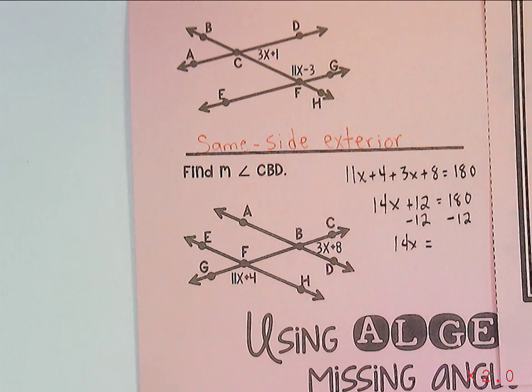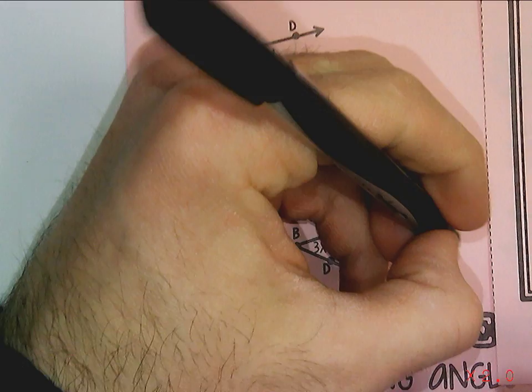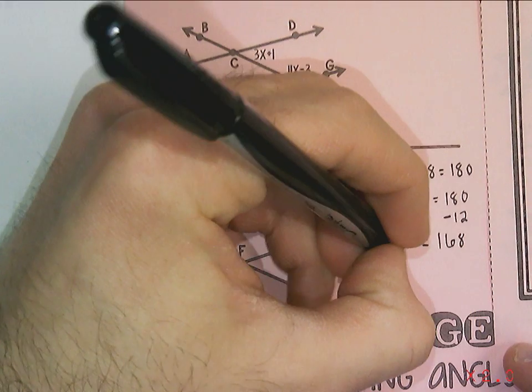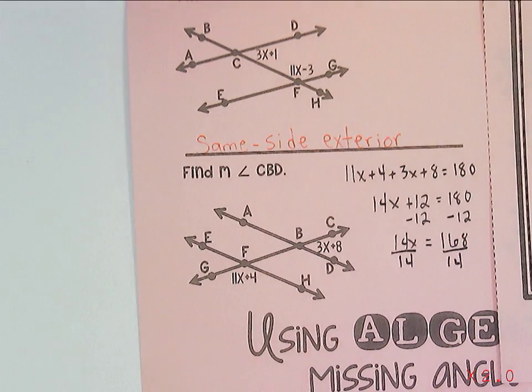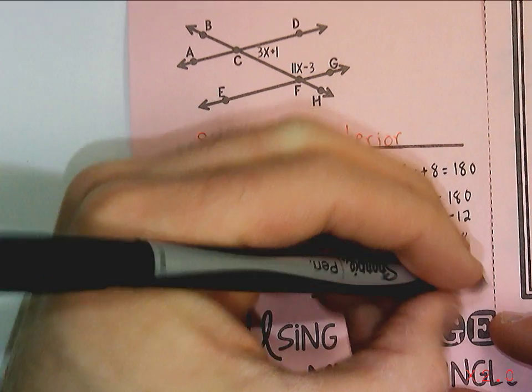180 minus 12 is 168. And then divide by 14, divide by 14 is 12.